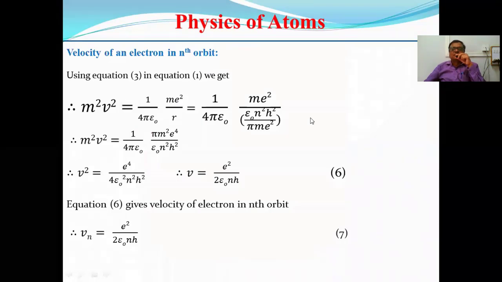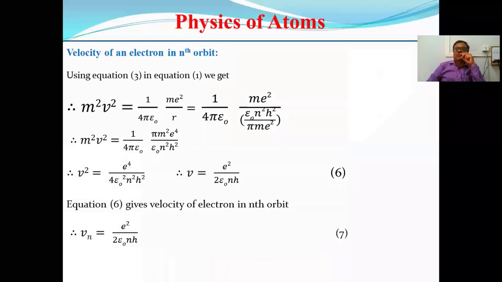Then next, we have to see the velocity of the electron in the nth orbit. In the last lecture, we have calculated the radius of Bohr's hydrogen atom of the nth orbit, that is epsilon 0 n square h square upon pi m e square. Now using this equation, we have to find out the velocity of an electron in the nth orbit. For this purpose, using equation number 3. What is equation number 3?